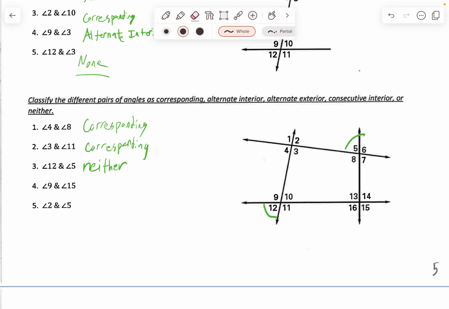Freaky. Okay, that's it. That's the answer. 9 and 15.